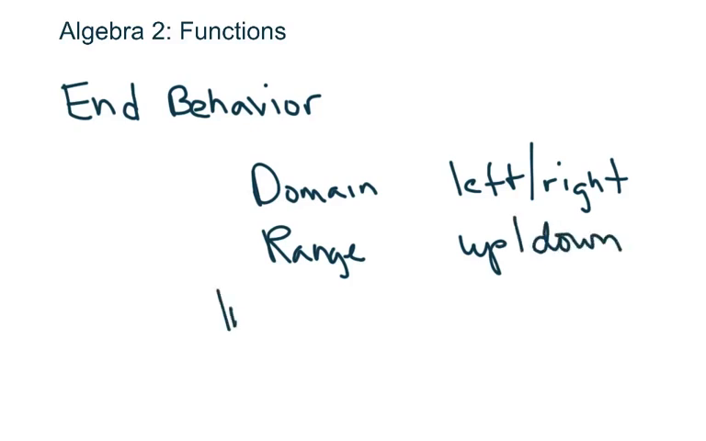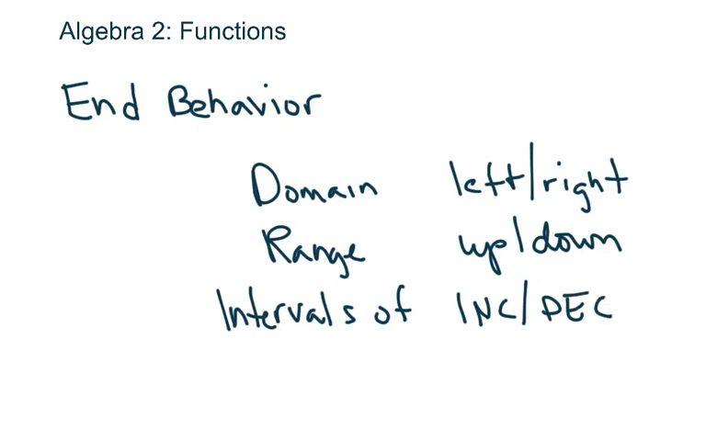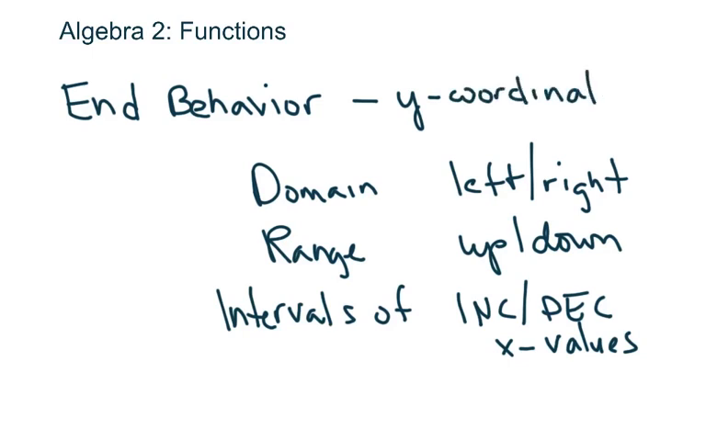And then we talked about intervals of increasing and decreasing. The intervals of increasing and decreasing were the x values. So a graph would start increasing at one x value and stop at another. End behavior is going to be in reference to y coordinates, where the graph is going on the left-hand side and the right-hand side of the graph. And there are a couple ways of writing it, but this is the most traditional.